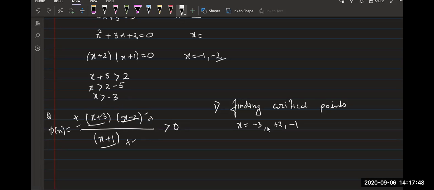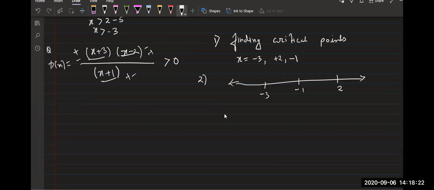Now, after this first step, we have the second step, which is very simple. Just plot this on the number line. I hope all of you can do that. We have three critical points, so we will just plot them: 2, -1, -3. As simple as that. I hope everyone is getting this. Any doubt? No, right? Okay.